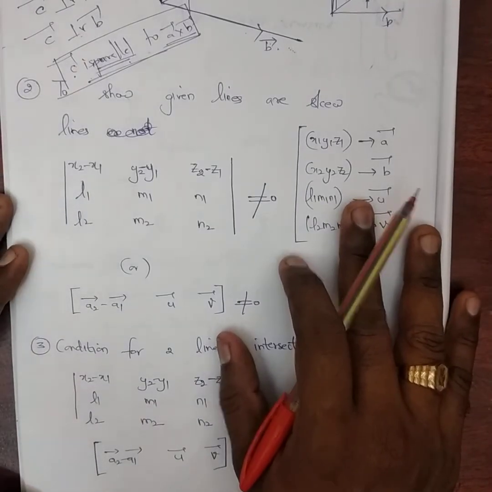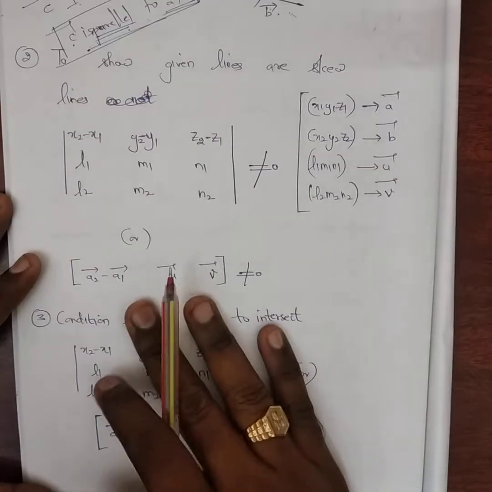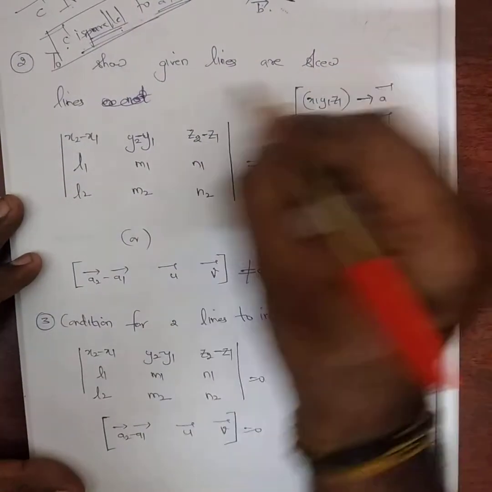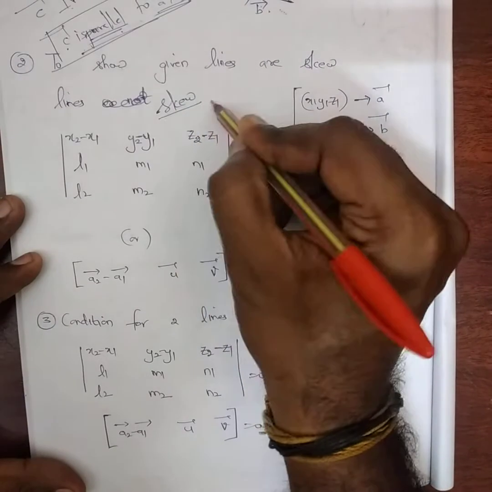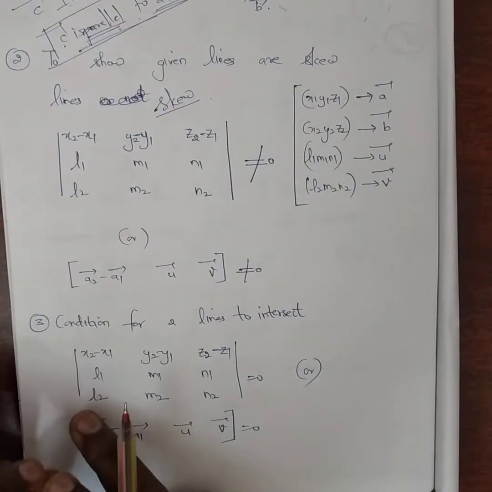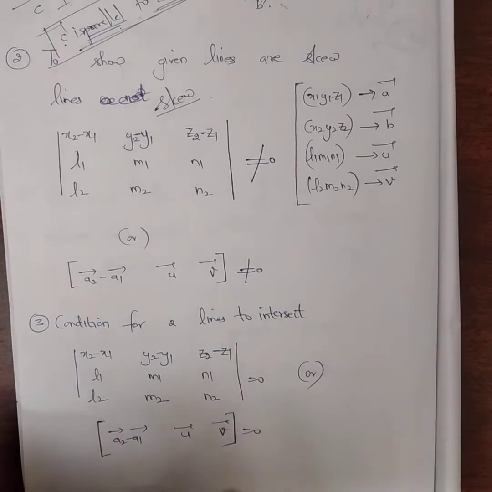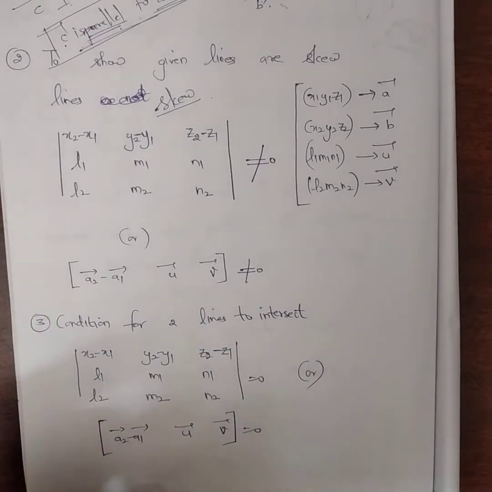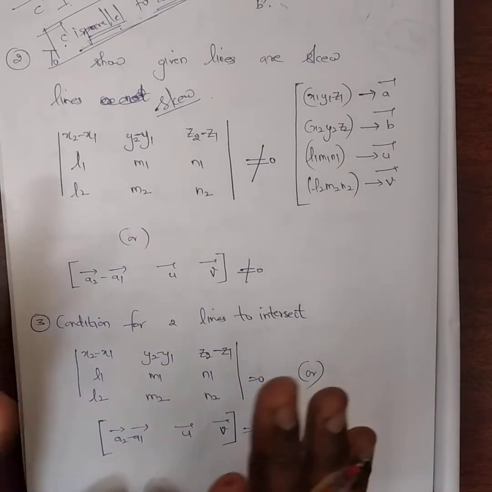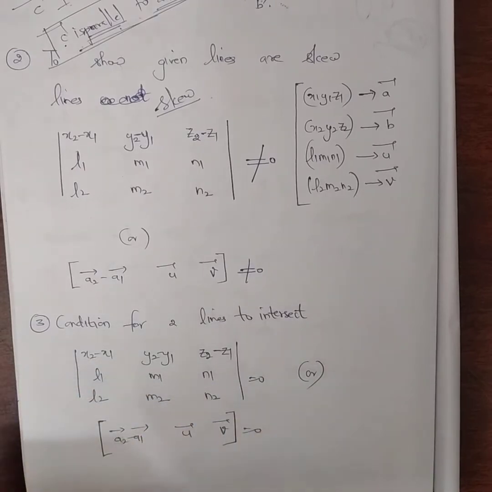To show that given lines are skew lines, what is a skew line? A skew line is a line which never intersects and is not parallel. It will not be parallel, and it never intersects either. This is called a skew line.